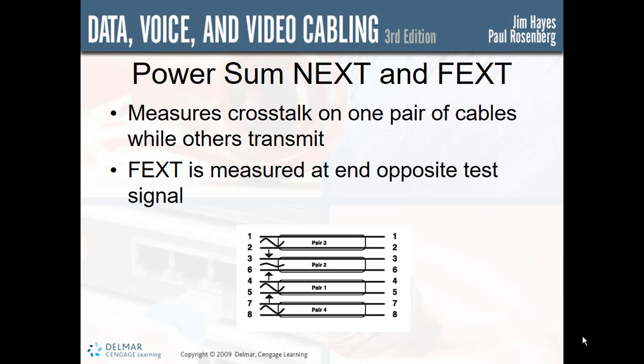Ethernet and token ring will use only 2 pairs out of the 4-pair UTP cable. Some of the new higher speed networks like gig and 10 gig Ethernet use all 4 pairs because they transmit over multiple pairs simultaneously. Crosstalk occurs from several pairs at once. It can be a bigger problem and needs testing. The power sum near-end crosstalk measures crosstalk on one pair while all other pairs are transmitting.